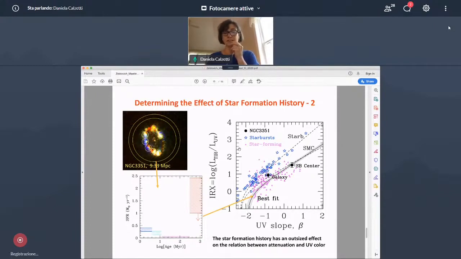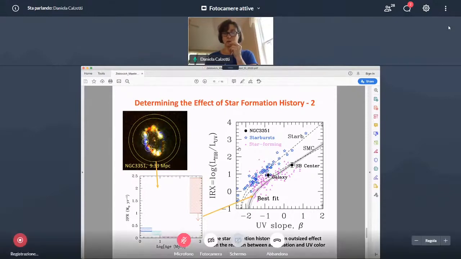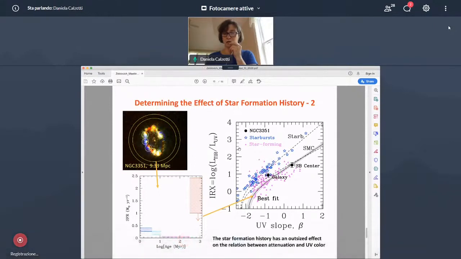Once you include that in your modeling, you can reconstruct the position of the starburst center at or close to the position of the galaxy, with the continuous line with a dash hatched area. So again, star formation history has an outsized impact on the location of a galaxy on the IRX-beta diagram.